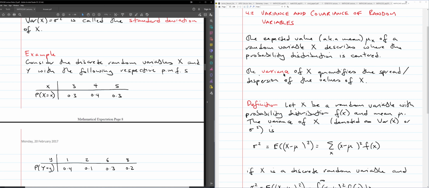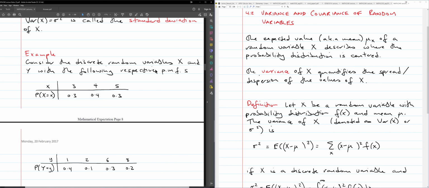Now here I have what variance is going to be. What the variance of a random variable does is it quantifies the spread or dispersion of the possible values of x about that expected value, or the mean.